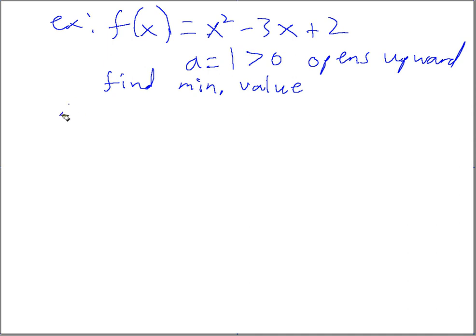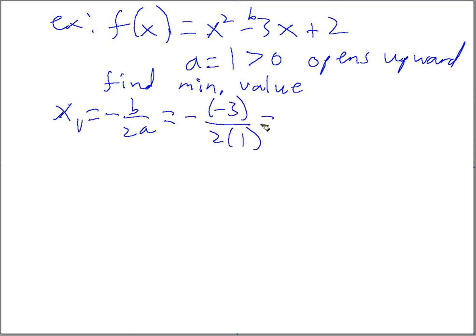So again, let's use that formula. x sub v is equal to negative b over 2a. So just plug it in. My a is 1. What's my b? My b is right here, negative 3. So negative of negative 3 over 2 times 1, or positive 3 over 2, positive 3 halves. This is the x-coordinate of the vertex.